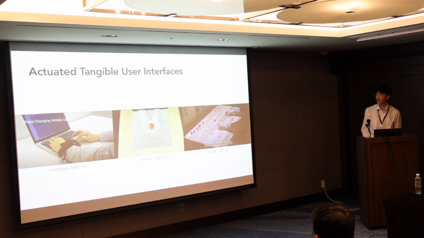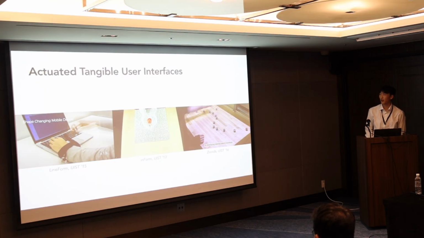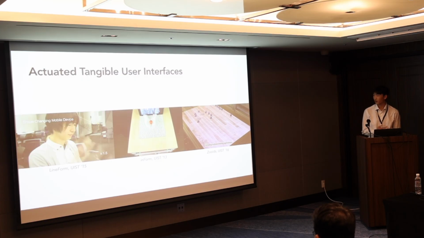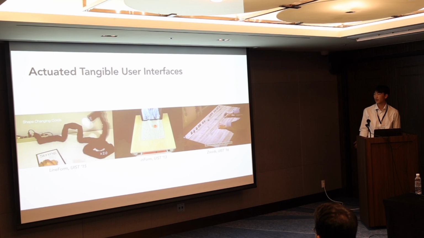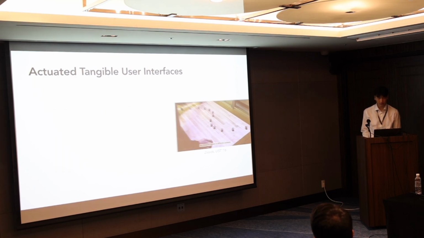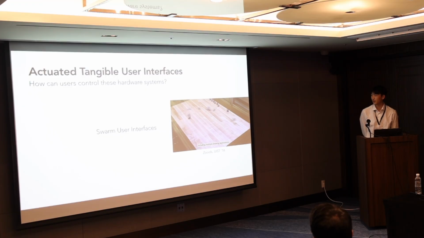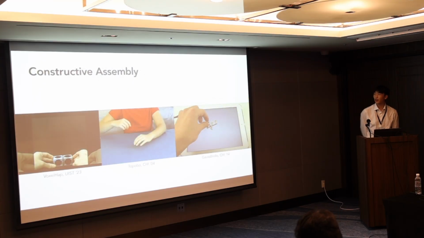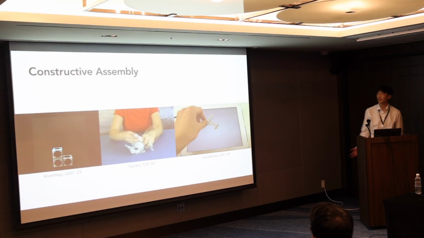So in pursuit of this grand vision, researchers have explored a variety of actuated tangible user interfaces. These works create shape-changing displays and interfaces that really maximize the tangibility of interaction. Particularly, we focus on Swarm user interfaces, which focus on interaction with tabletop robots. So the question arises of how do we control such complex shape-changing systems?